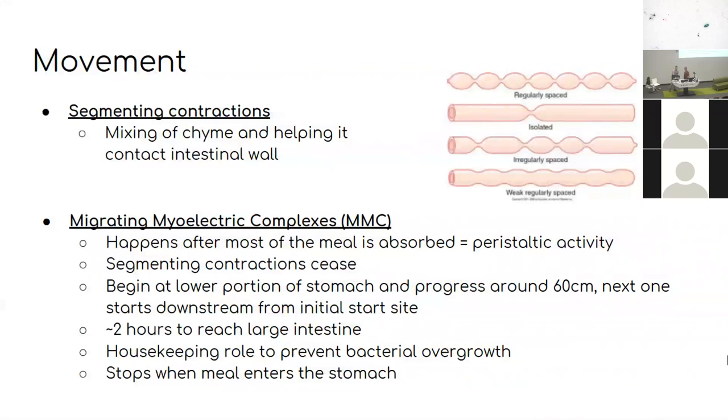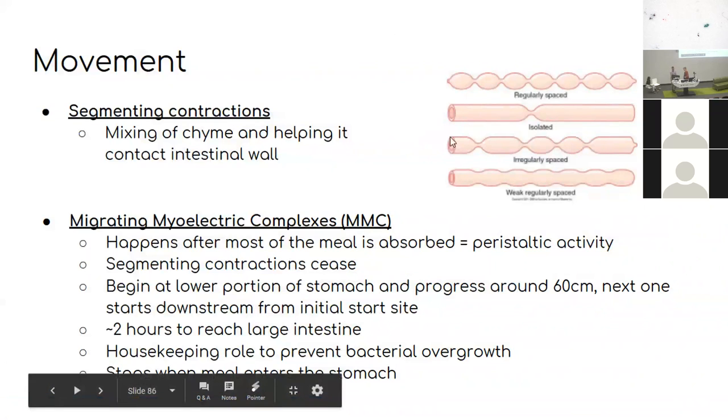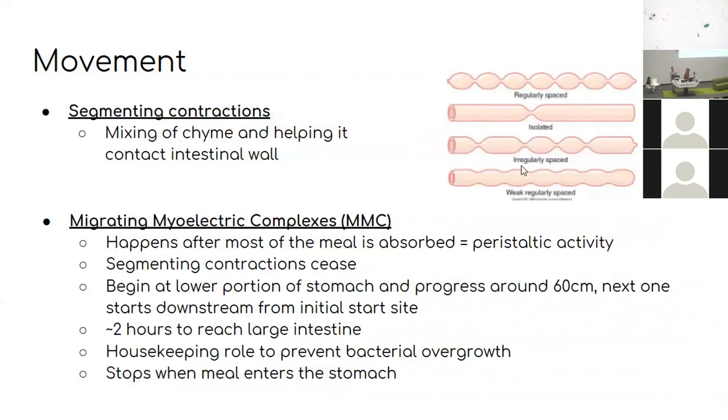Very quick. So just some movement within the small intestine. You've got two main things. Your segmenting contractions can be anything in this picture here, regularly spaced, isolated, whatever, helping mix everything up. They can go forwards and backwards just to mix all the chyme together and push it into the intestinal wall to help absorption.